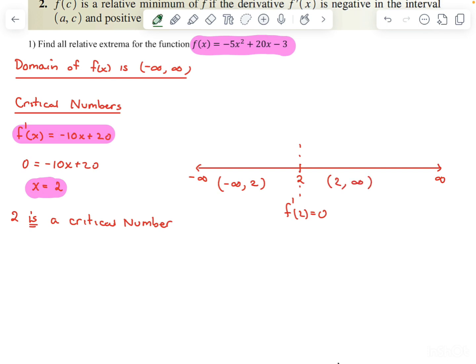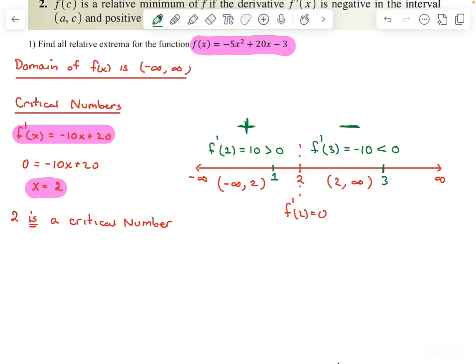I'm going to start by testing the interval that's less than 2. I'm going to choose x is equal to 1. So the derivative at x is equal to 1 is 10, which is clearly greater than 0. So the derivative is positive when x is less than 2. Now I'm going to test the interval that's greater than 2. I'm going to let x equal 3. So the derivative at 3 is equal to negative 10, which is less than 0. This means that the derivative is negative when x is greater than 2.